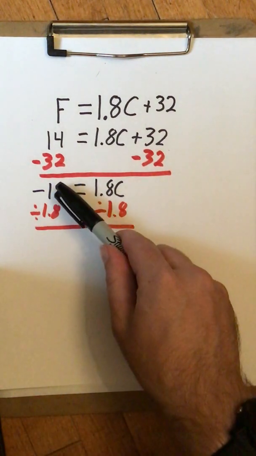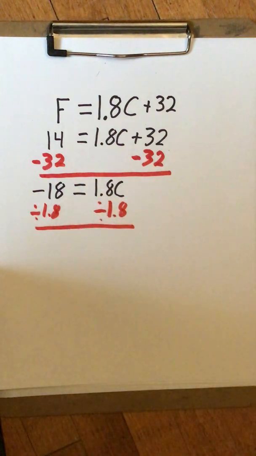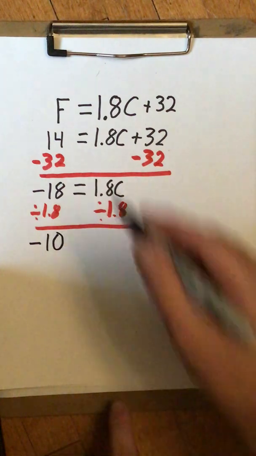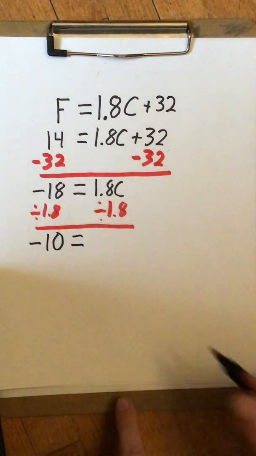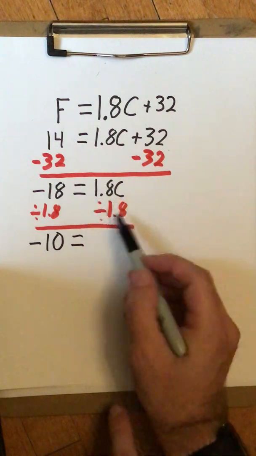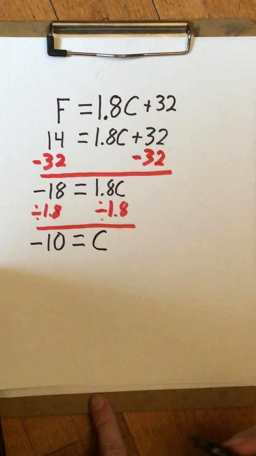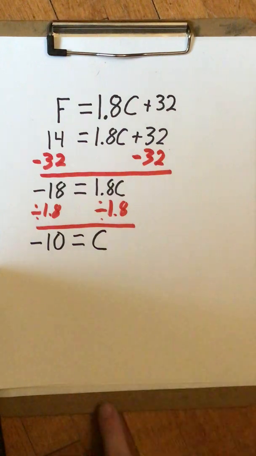Now, a negative divided by a positive is going to be a negative. We've got to remember those rules. So we know it's going to be a negative. If you take 18 and you divide it by 1.8, now if you recognize the decimals, you might see a little trick here. Otherwise, you can use a calculator. It's going to give you 10. You bring your equals straight down. 1.8 divided by 1.8 is going to cancel itself out. The only thing we have left is C, which is our answer. 14 degrees Fahrenheit is the same thing as negative 10 degrees in Celsius. They're the same temperature, it's just two different systems.